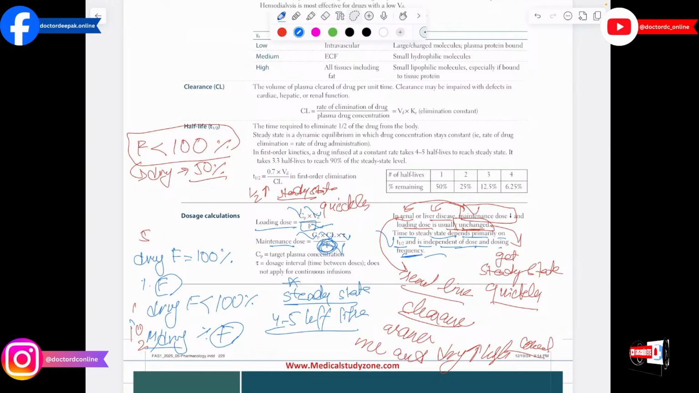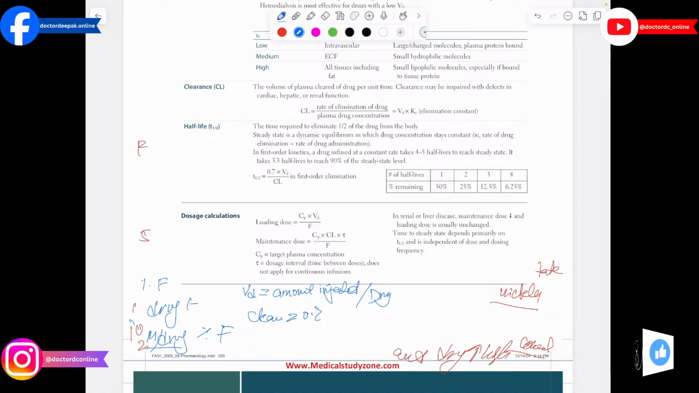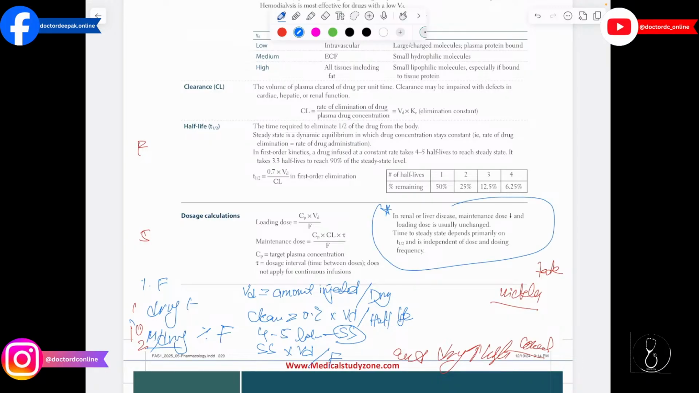And if we want to summarize it all, in pharmacokinetics I want to give some key points. Volume of distribution is equal to the amount injected divided by the drug concentration. Clearance equals 0.7 times volume of distribution divided by half-life. And for the half-life, you need 4 to 5 half-lives to get steady state. For the loading dose, you multiply the steady state concentration by the volume of distribution and divide by bioavailability. And the most important thing in this paragraph, many times we see this in MCQs: the maintenance dose will decrease, and the loading dose is usually unchanged. It is an important statement.